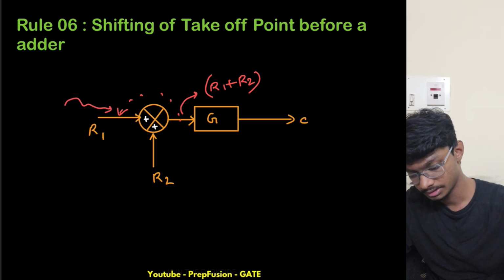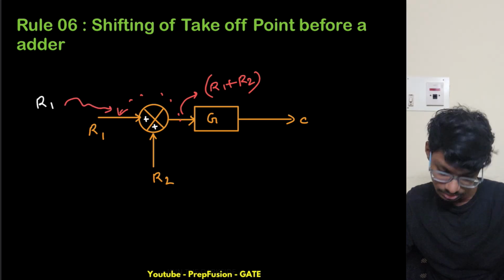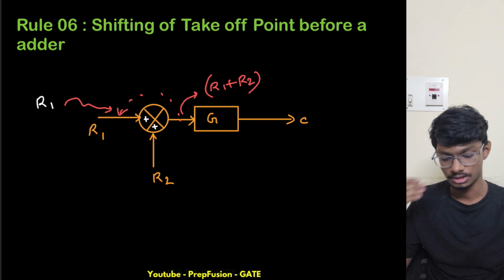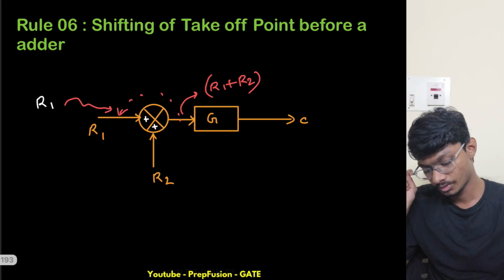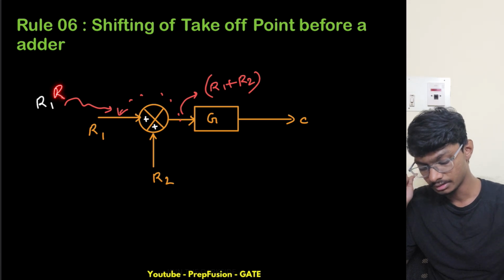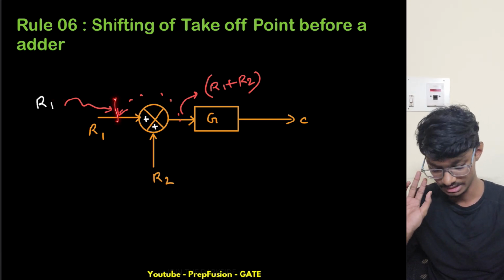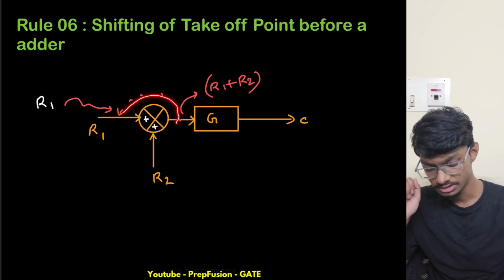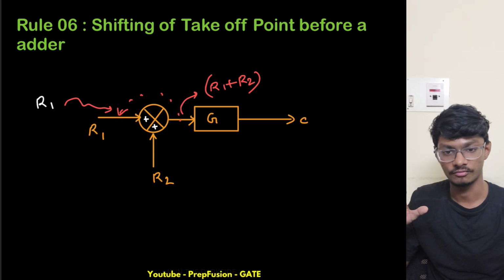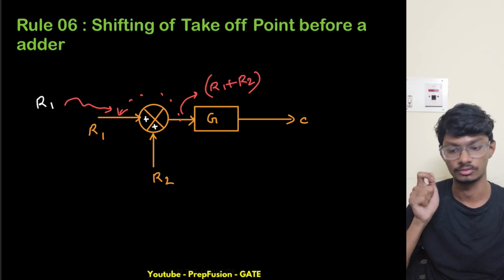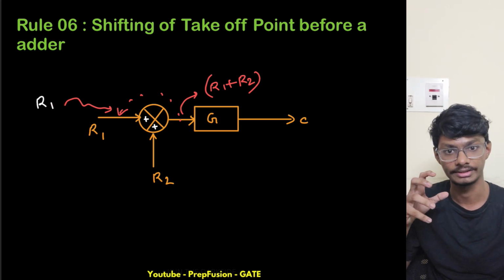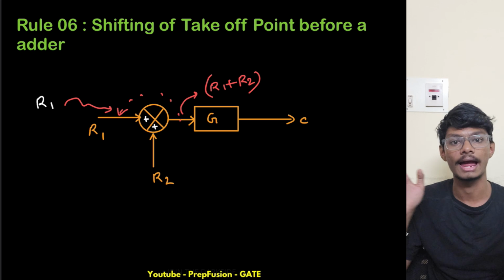The output currently here is R1 only, okay. So I need an extra R2 term here to get my desired output, so that it remains the same even if I shift this takeoff point. So what should I do? I need one extra R2 term, right? What I will do? Simply add that R2.